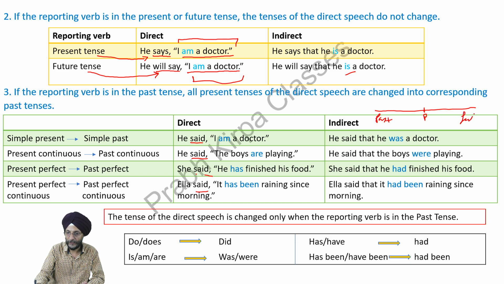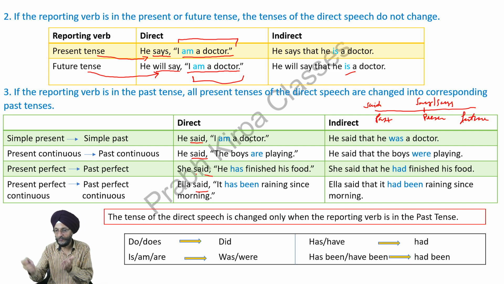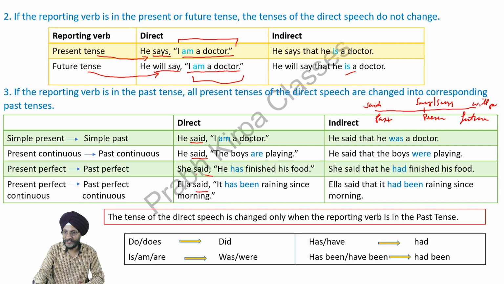This is the future. If somebody says in the past, we will say he said. If someone says in present, we will say he says, they say, or he says. If somebody will say in future, we will write it as he will say.